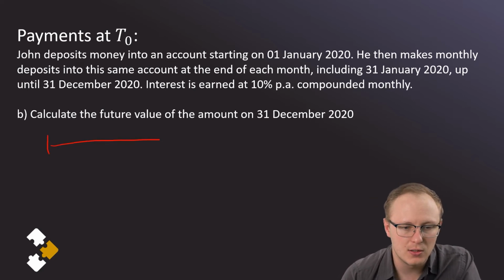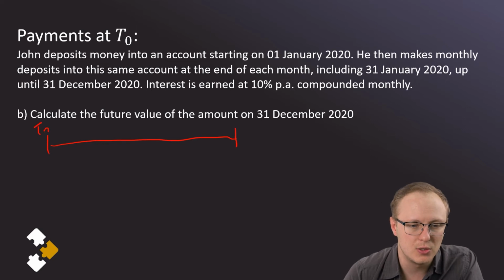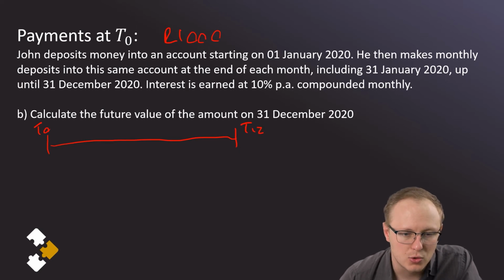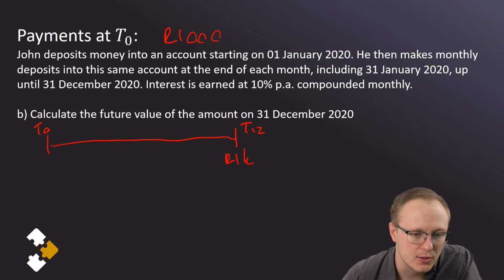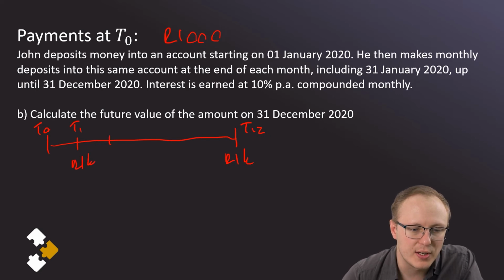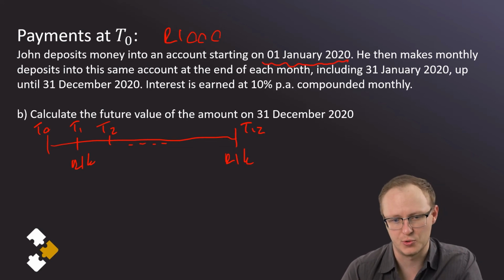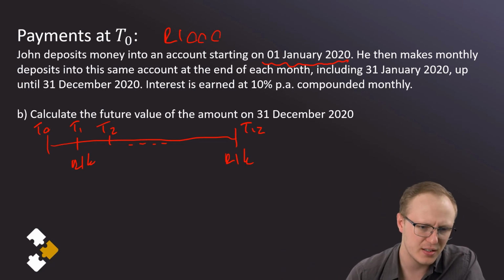So our timeline is going to look the same, right? It's going to start at T Nought. We said that John has 1,000 Rand that he can put in every month. This goes to T12, and we have R1,000 that goes into the account every month. But again, we're going to start at T Nought because he put money into the account on 1st of January 2020, and then at the end each and every time.